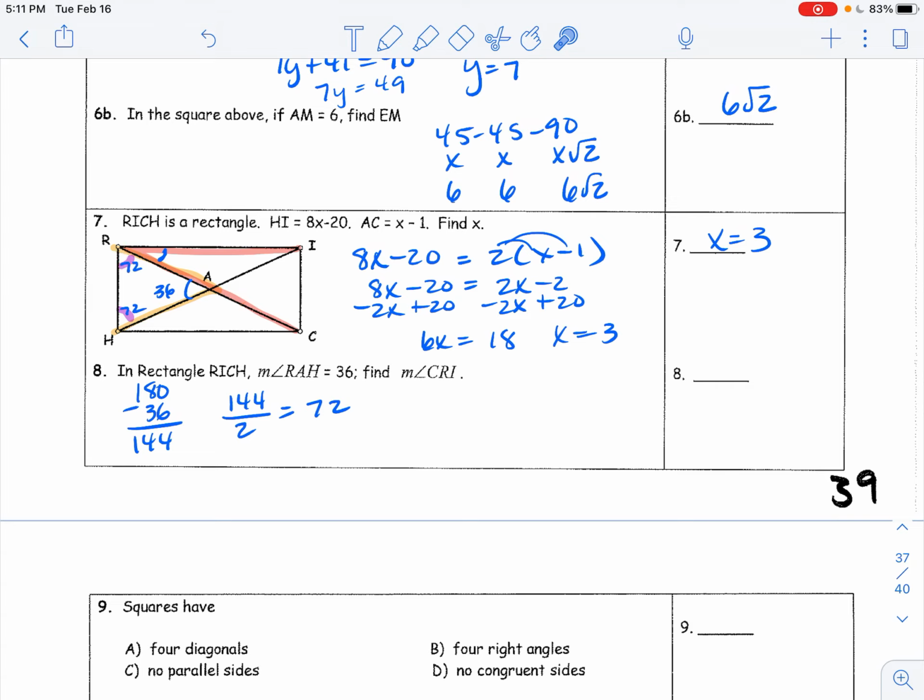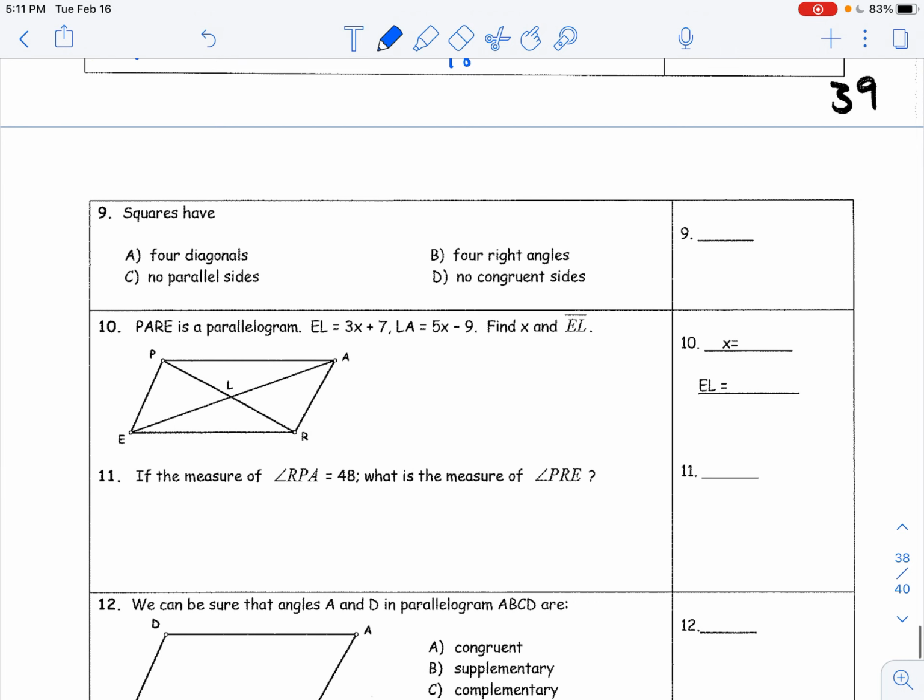Now, since this is a rectangle, these angles here are 90 degrees. And so I can find the difference in 90 and 72, and that gives me 18. So this angle right here is 18 degrees.